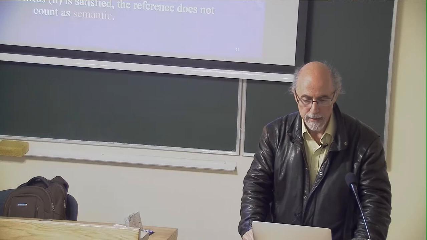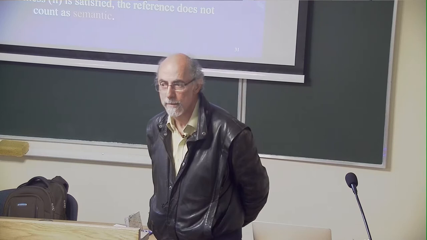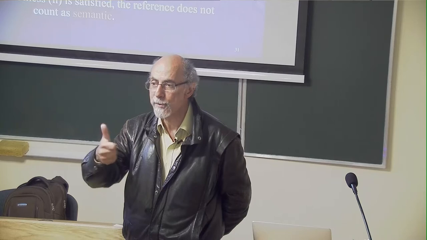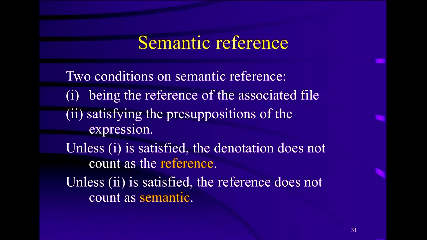So on this view, there are two conditions for something to be the semantic reference when you use an expression. The semantic reference will have to meet two conditions. The first condition is that it's got to be the reference. And for it to be the reference, the speaker must have that object in mind. The speaker must be thinking about that object. It must be suitably related to the object. For example, the object is seen.